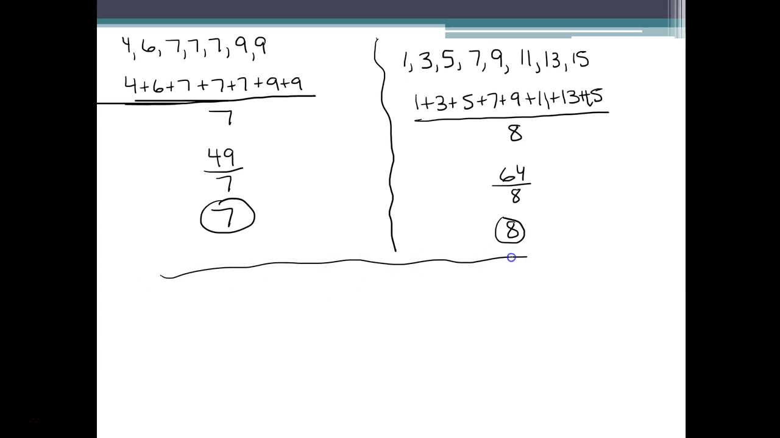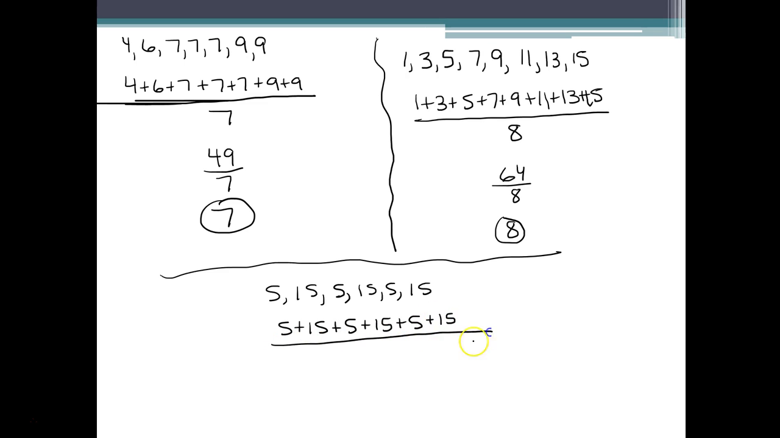And then down below, do one more. 5, 15. This is a funny set of data. 5, 15, 5, 15. So we got to add up 5 plus 15 plus 5 plus 15 plus 5 plus 15. And divide by 6. It looks like we have 60 divided by 6, which is 10.